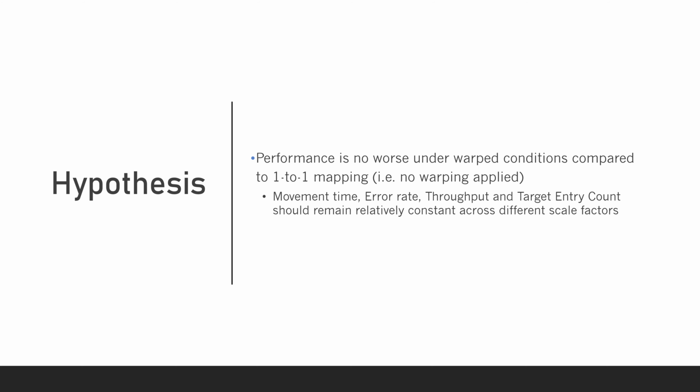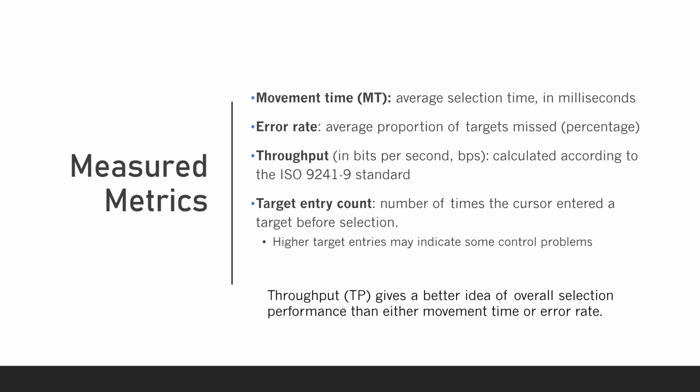Coley showed that users perform no worse in warping conditions compared to no warping at all through a series of experiments using Fitts's law. In fact, they reported that users had to readapt to the real world after spending some time in VR dealing with the direction and space warping techniques, so we were expecting similar results. We measured performance in terms of throughput, error rate, movement time, and target entry count as defined in Fitts's law, which we won't explain here in detail for the sake of time.